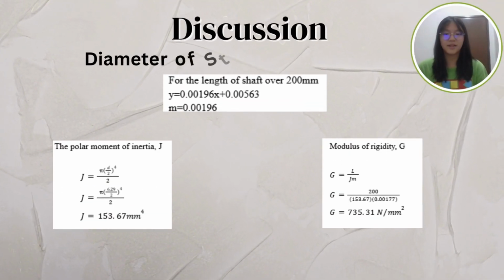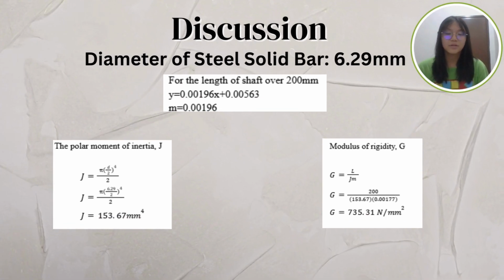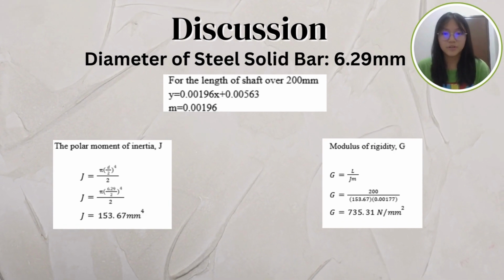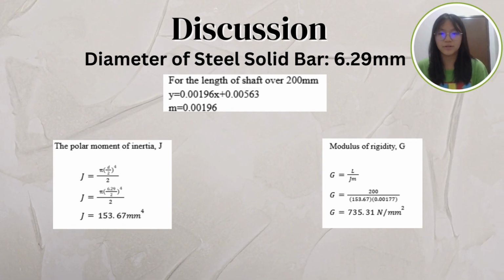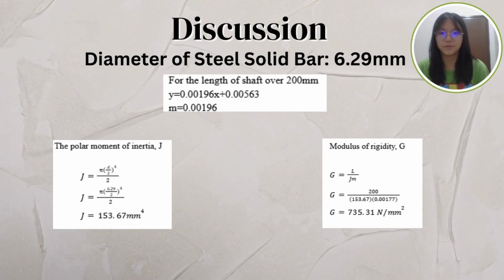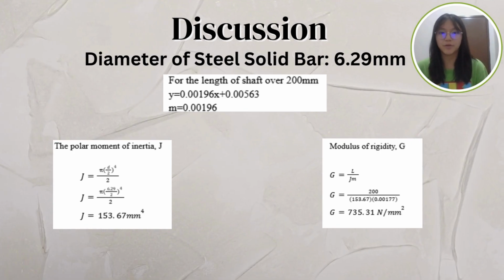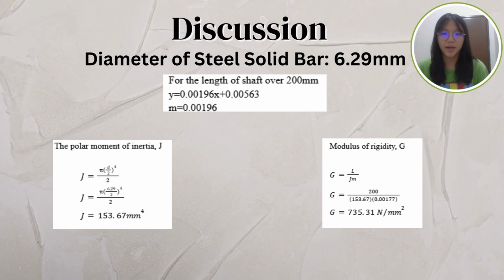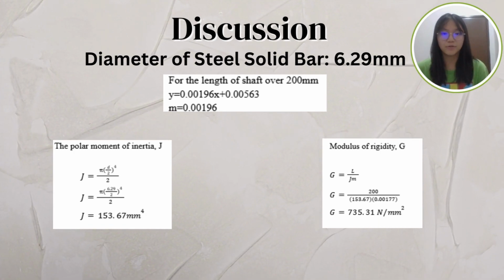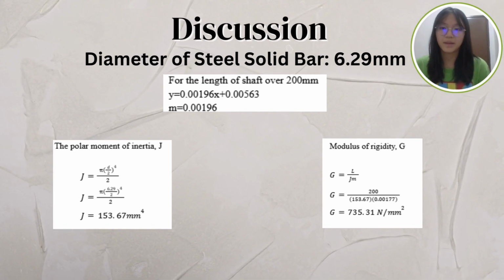We take the steel solid bar as an example. The diameter of the solid bar is 6.29 mm. For the shaft length of 200 mm, we know that y equals 0.00196x plus 0.00563. The gradient of the graph is 0.00196. After that, we calculate the polar moment of inertia J, where J equals pi times (d over 2) to the power of 4 divided by 2. We get the value of J, which is 153.67 mm to the power of 4.